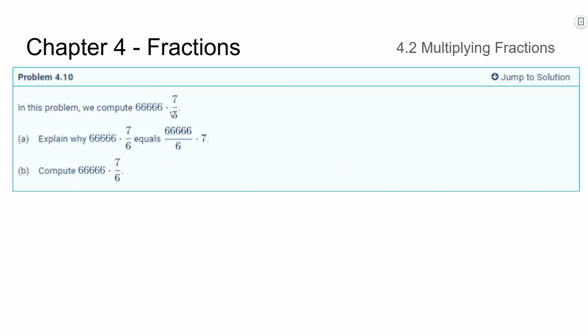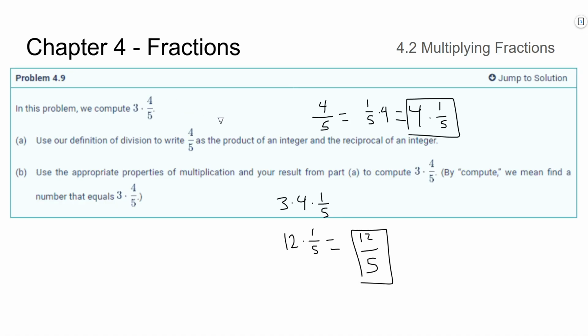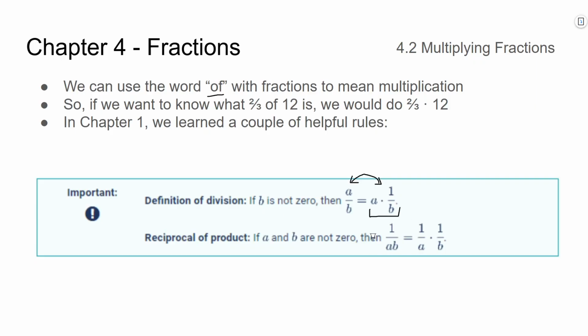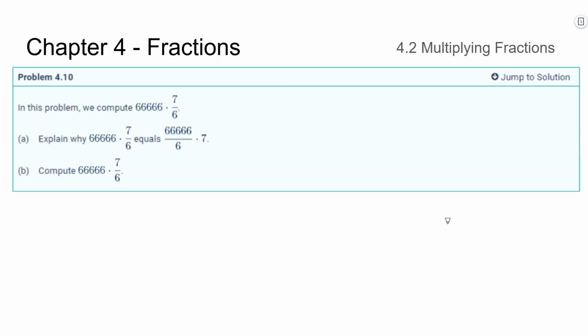All right, so in this problem, we compute 66,666 times 7 over 6. First of all, A, explain why 66,666 times 7 over 6 equals 66,666 over 6 times 7. So why do you think that that's the case? Well, we typically will go back to our rules here. This a here goes to the numerator of the fraction, right? So that's what we'll do here. We'll bring the 66,666 to the top.